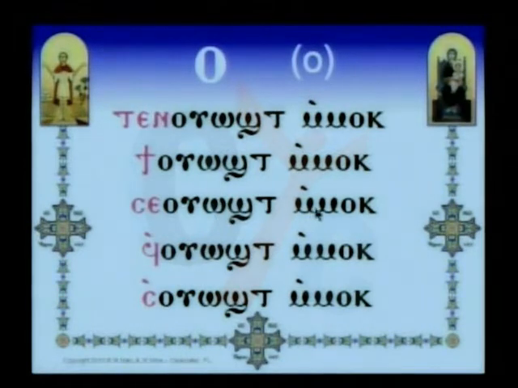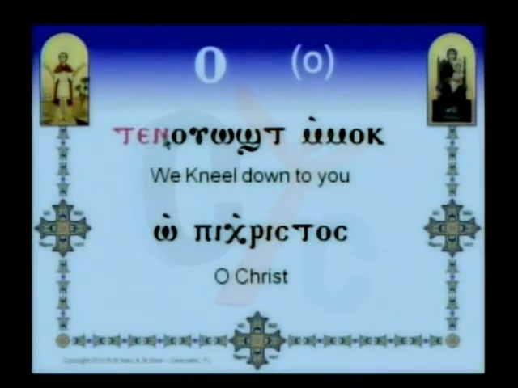Se o osht emmok, they kneel down to you. If o osht emmok, he kneels down to you. Es o osht emmok, she kneels down to you. You can use all the others as well. So when you look again at this, ten o osht emmok o pi Christos.